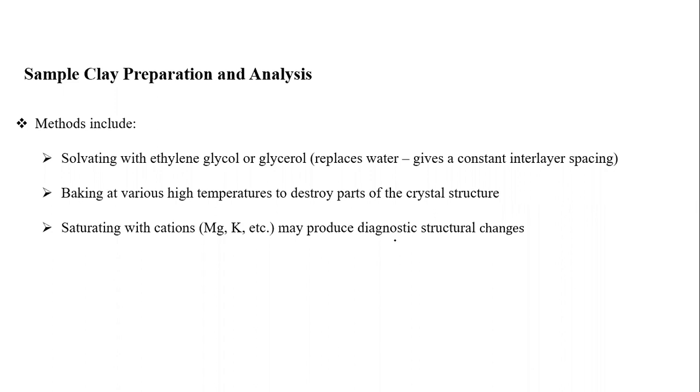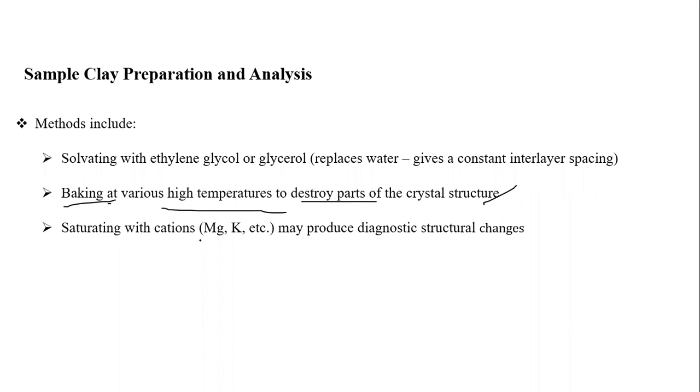We have to prepare the sample to hold the X-rays. Very first, we use ethylene glycol or glycerol, which replaces the water and gives a constant interlayer spacing. When the water is replaced, the layers will be very constant, and it will give very perfect X-rays. At the same time, baking at various high temperatures destroys parts of the crystalline structure. This baking is used to get proper studies. We should not destroy too much, so we need some skill to do this.